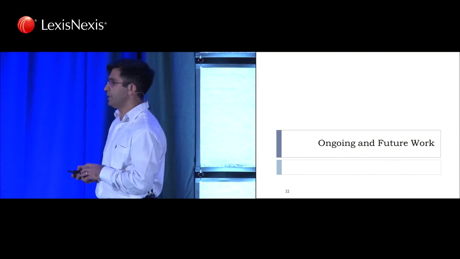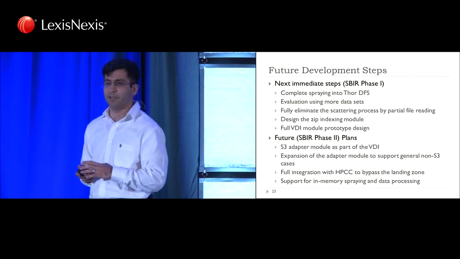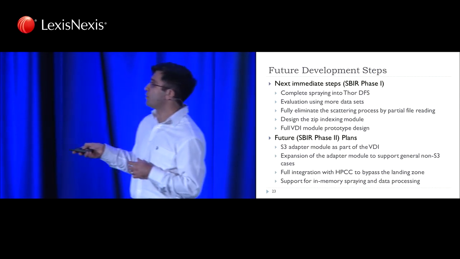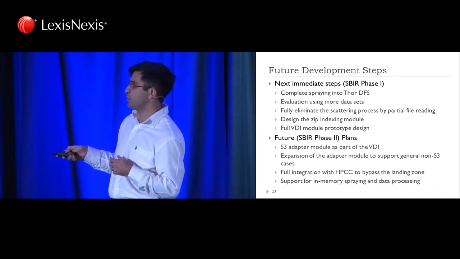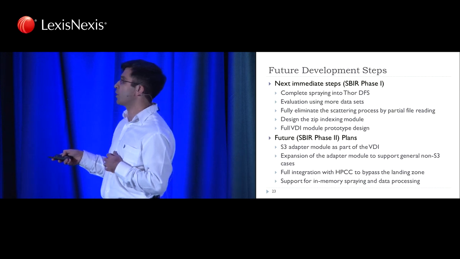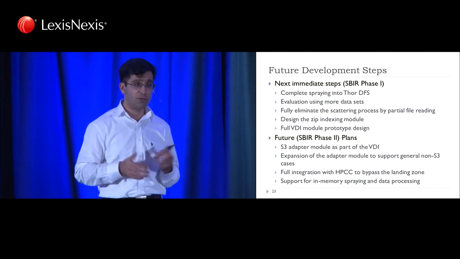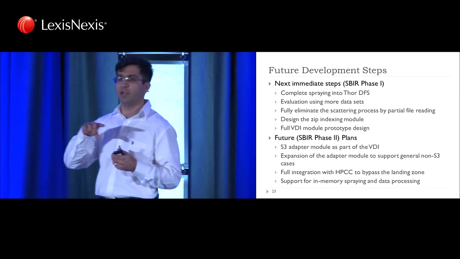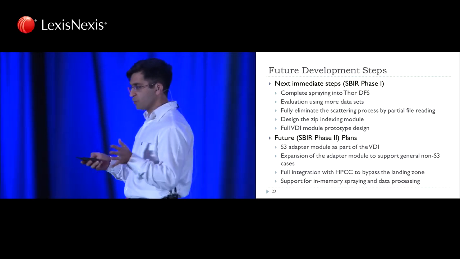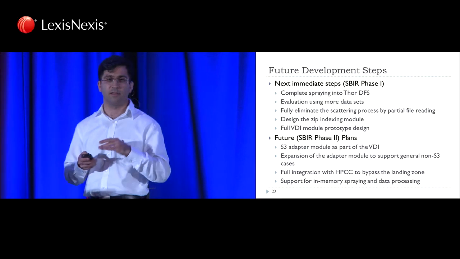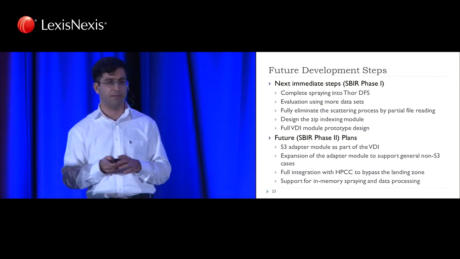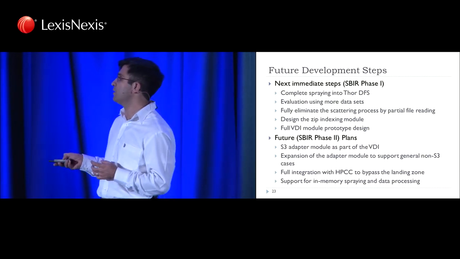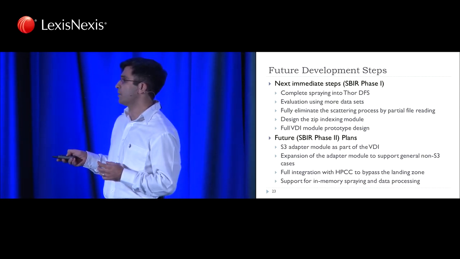Okay, so my last slide is the next steps that we have. There are a few immediate steps that we're doing at this phase of the work, which is to complete the operation. Currently we are spraying to the Thor. We just want to make sure that in the code all these records are getting on the disk correctly. So that's one correction step that we're going to take.